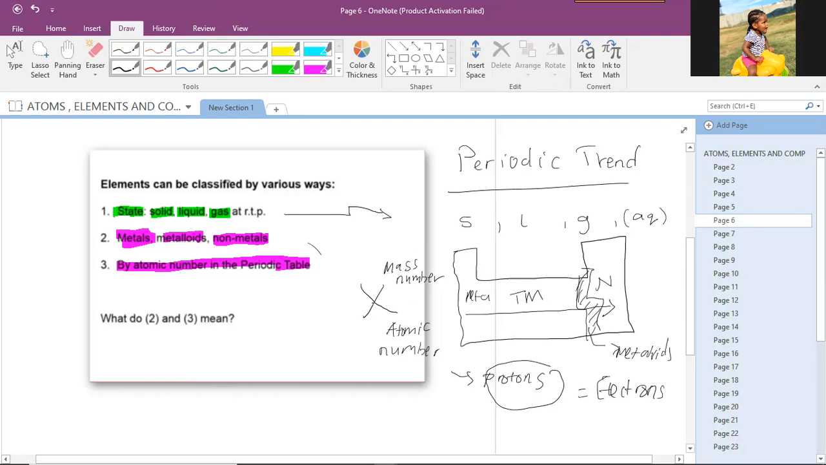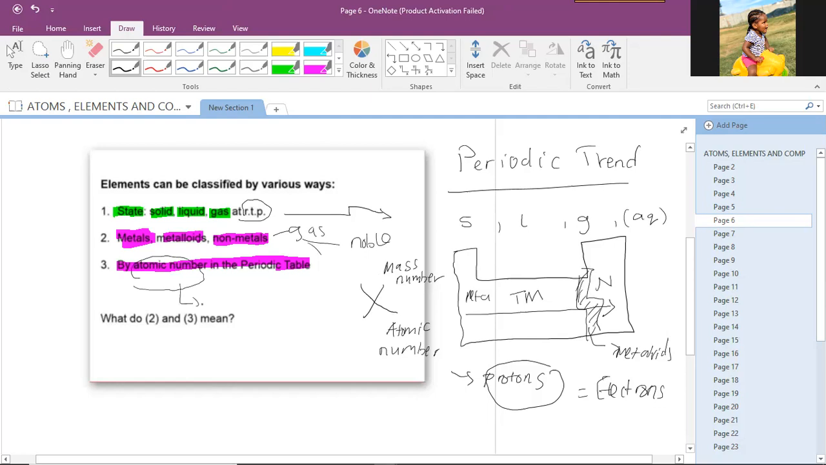Let me explain this one more time because I want you to understand this state topic. We can classify elements based on their states. Is it a solid? Is it a liquid? Is it a gas? At room temperature and pressure. That's what this RTP means here, at room temperature and pressure. We can also classify elements as either metals, metalloids, or non-metals. These non-metals include your gases and your noble gases. Or we can classify elements based on their atomic number. This is very important, their atomic number.